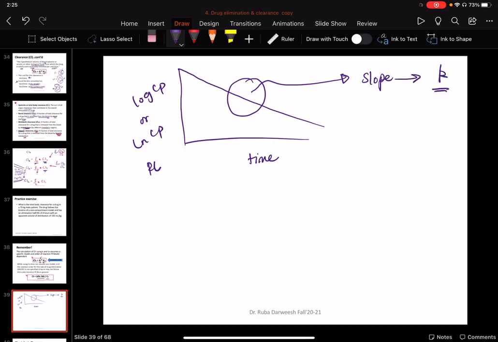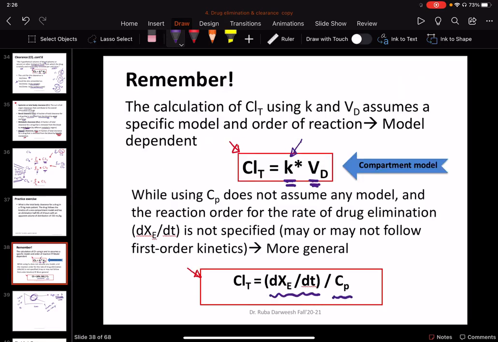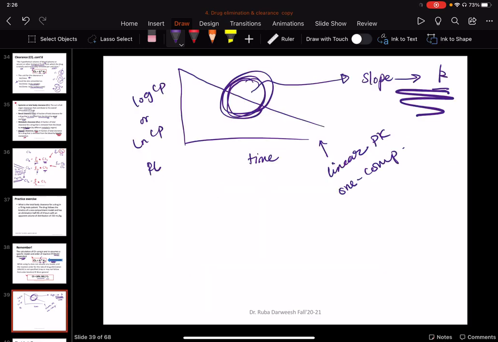So we needed the drug to be following linear kinetics and a one compartment model. Otherwise, the profile won't be giving me this profile, and I won't be able to determine K. That's why this definition of the clearance is called model dependent, or the compartmental model definition, because I need to have one compartment that is specifically related to one compartment IV bolus.